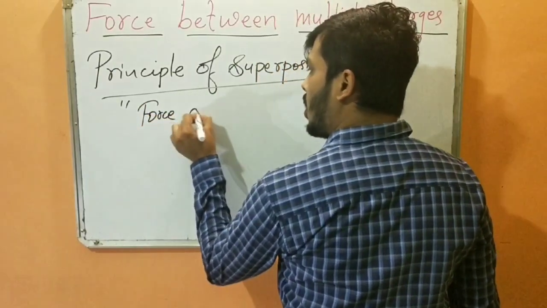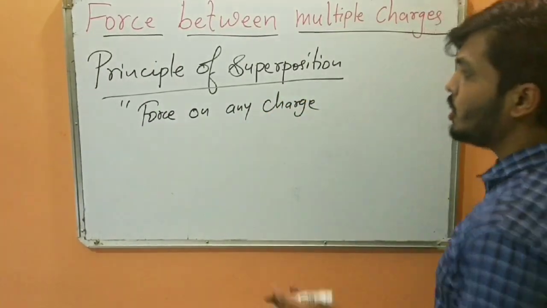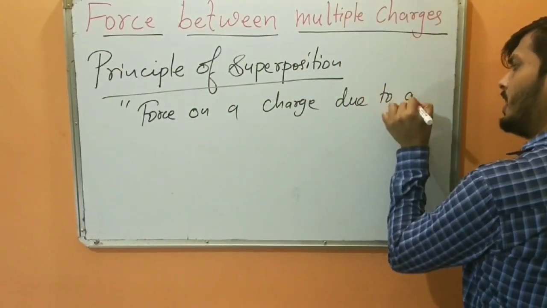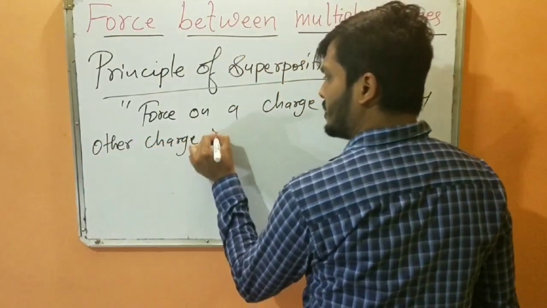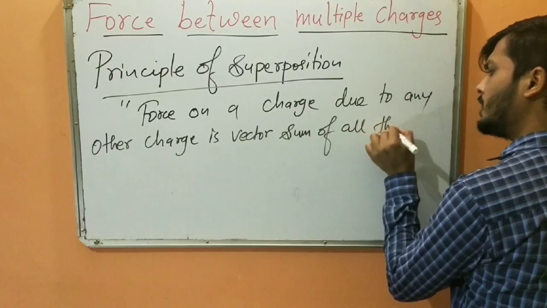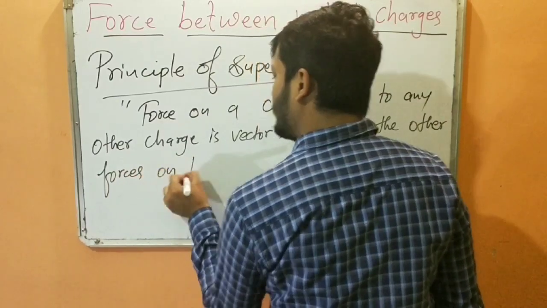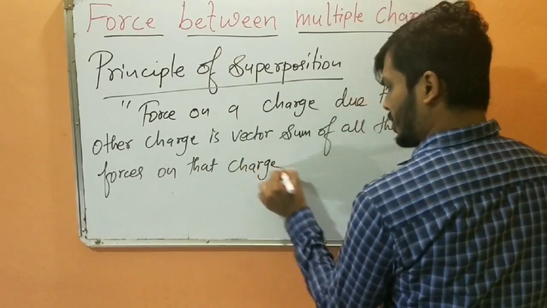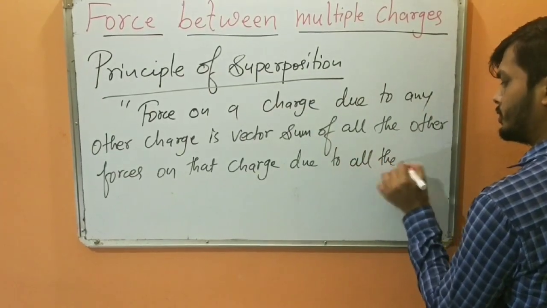Force on a charge due to any other charge is the vector sum of all the other forces on that charge due to all the other charges.